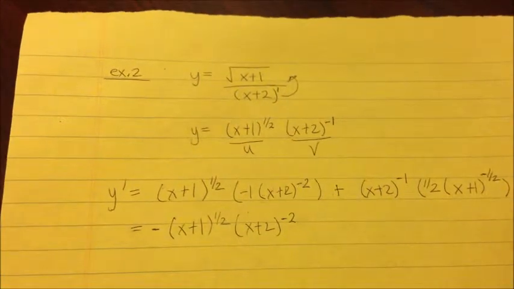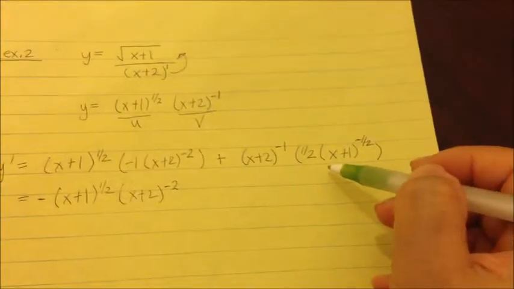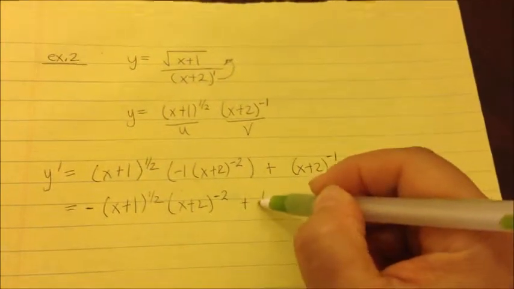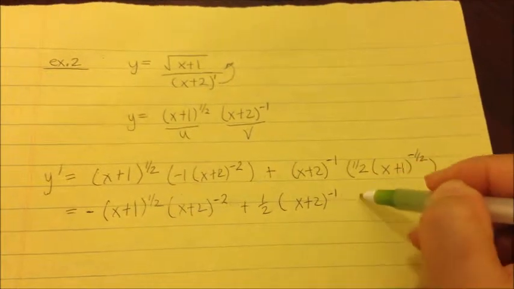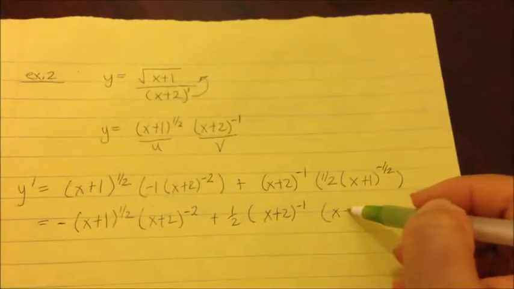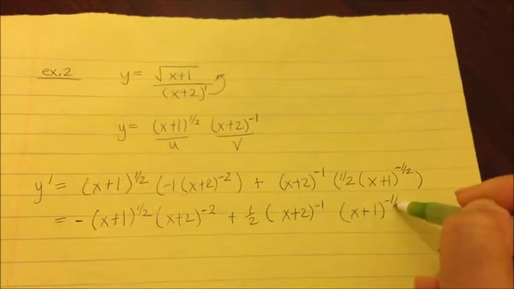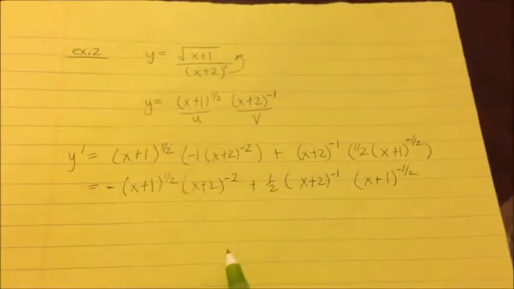And then I have, in this case, I think the half is the only thing I can bring up. So let's go half. And then I have x plus 2 to the negative 1, and then x plus 1 to the negative half. Okay, so then I believe that's all we can do.